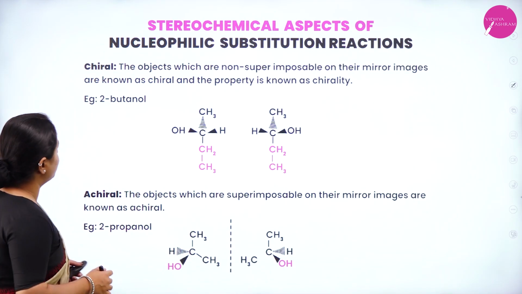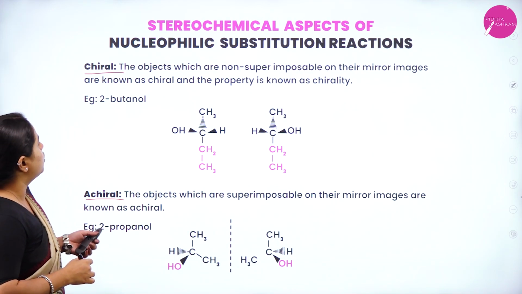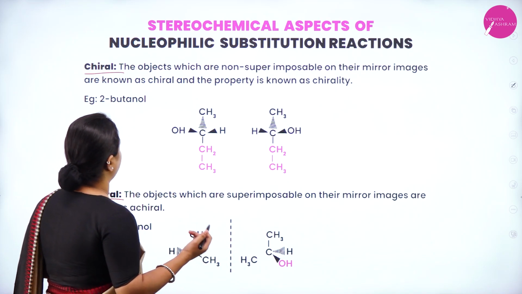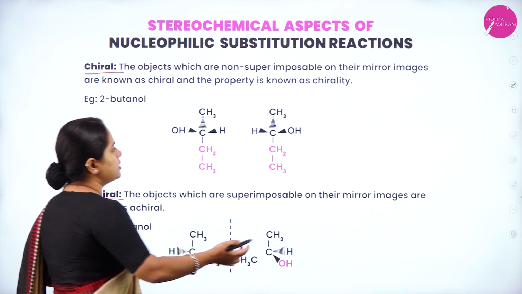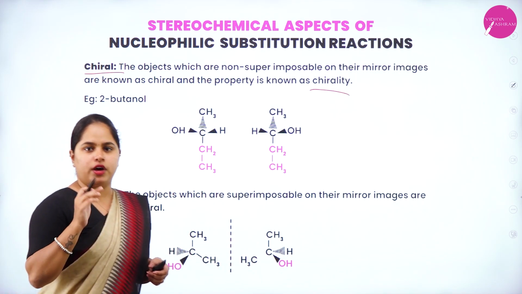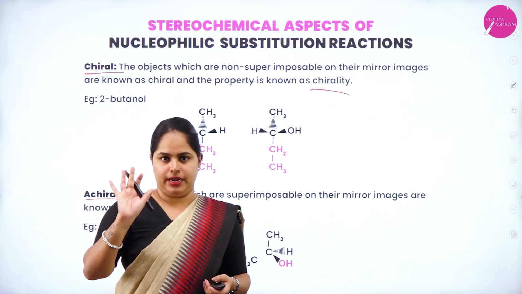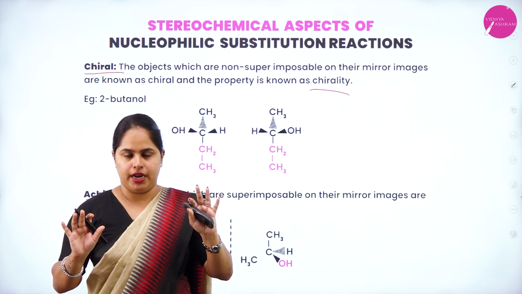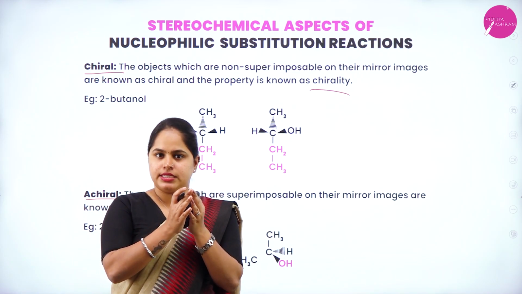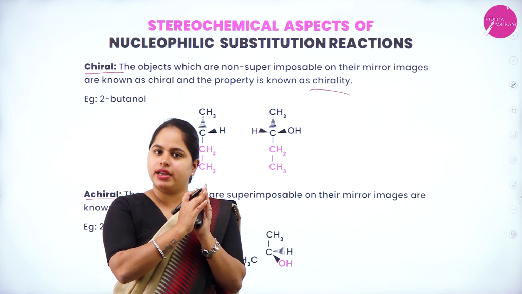Now moving on to the next one, chiral. What is chiral and achiral? We are going to discuss. What is chiral? The objects which are non-superimposable on their mirror image are known as chiral, and the property is known as chirality. If we take the example of our hand itself, the mirror image of our right hand will be our left hand, right? So what does superimposing mean? If you are joining our hands like this, what happens? It will be on top of one and it will look exactly the same.